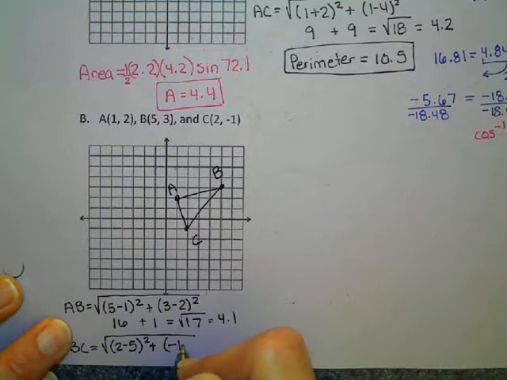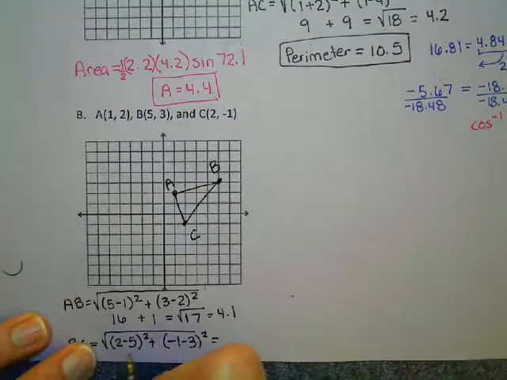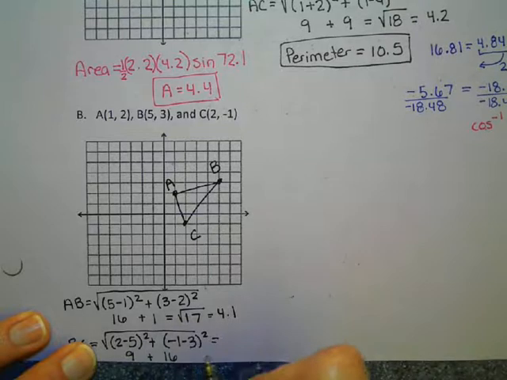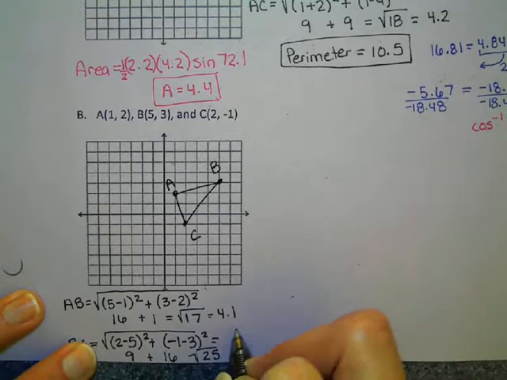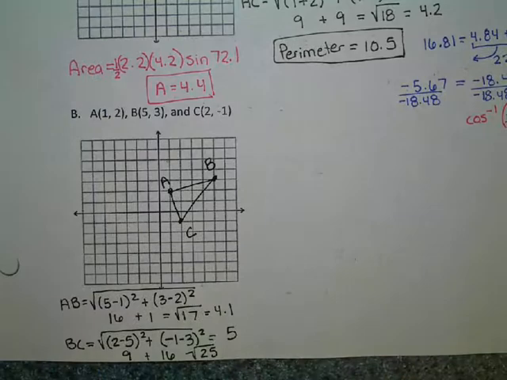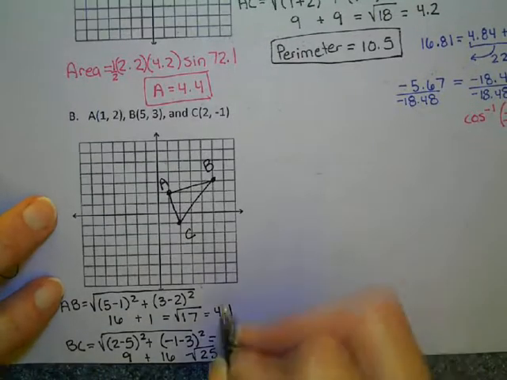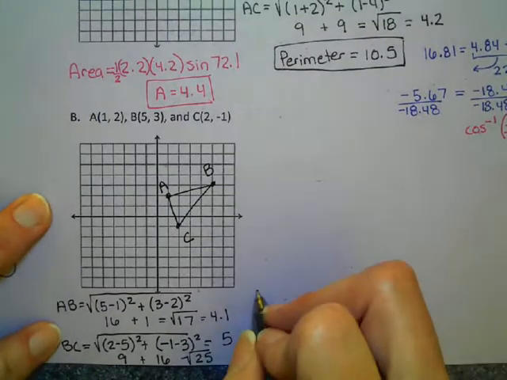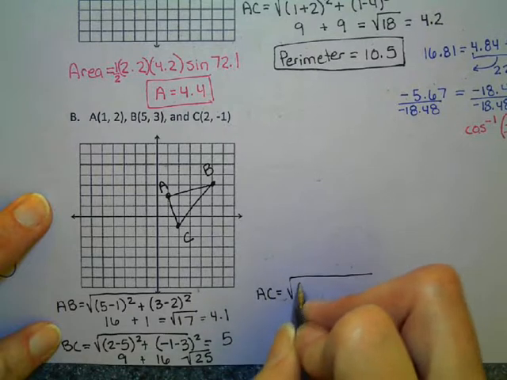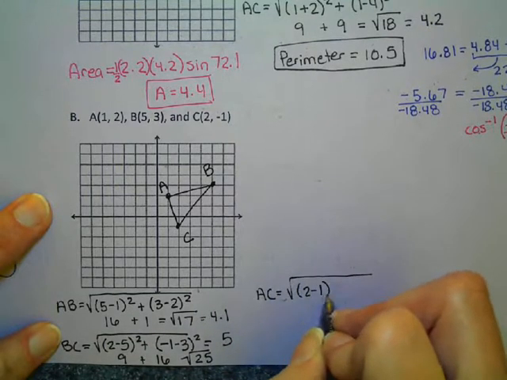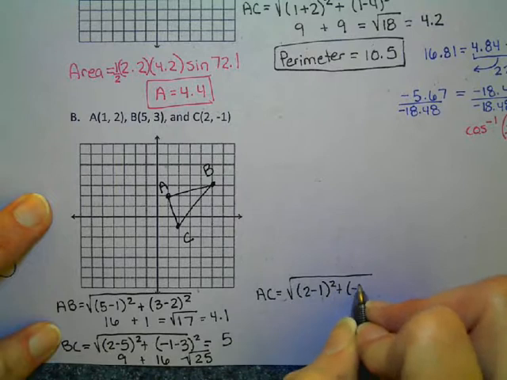BC, I'm going to do 2 minus 5 squared plus negative 1 minus 3 squared. That's 9 when you square it. That comes out to 16, so you get square root of 25, which equals 5. Okay, and I got one more left to do here.